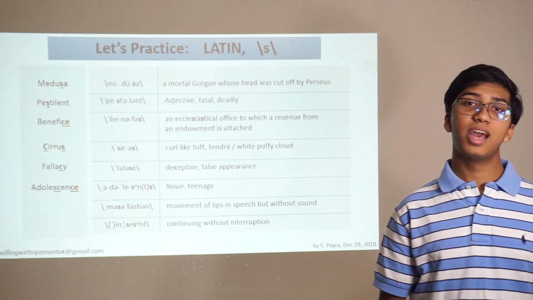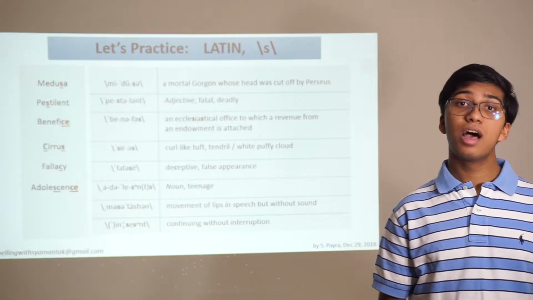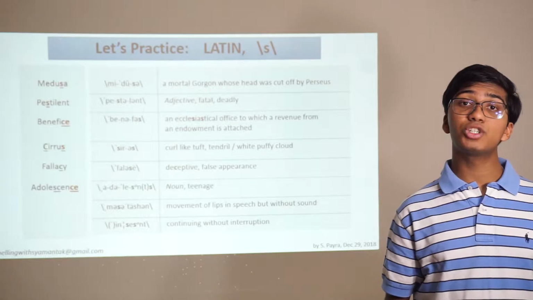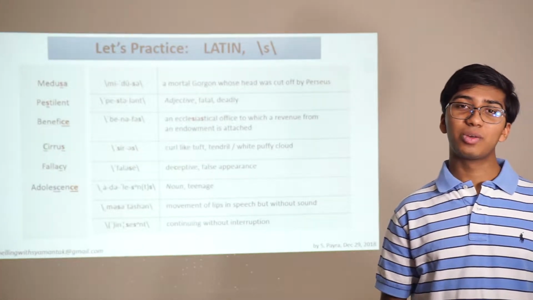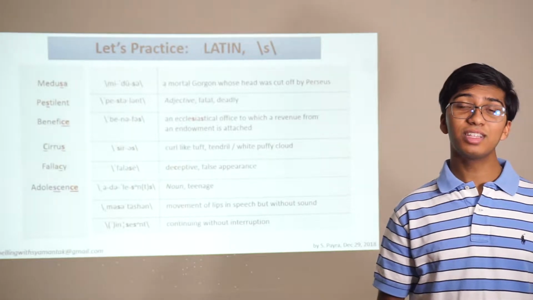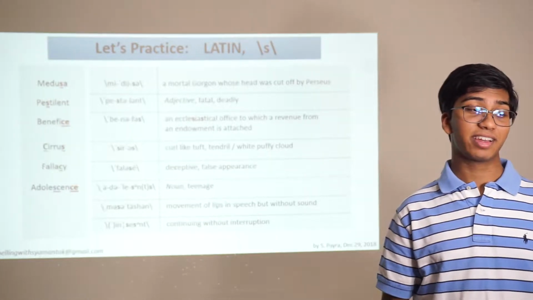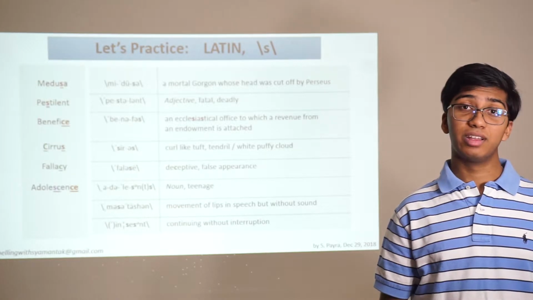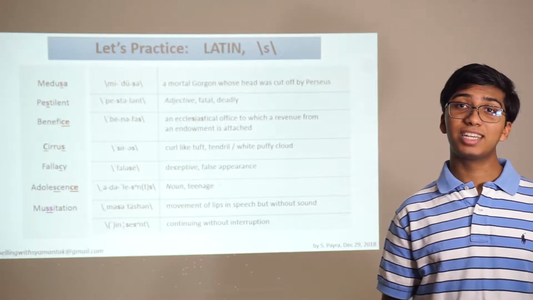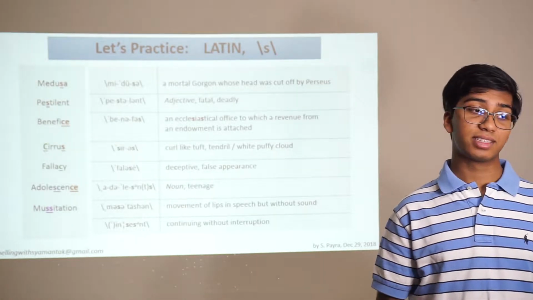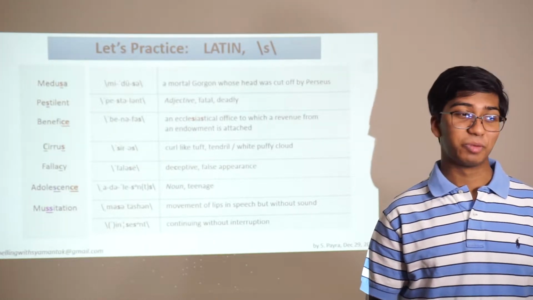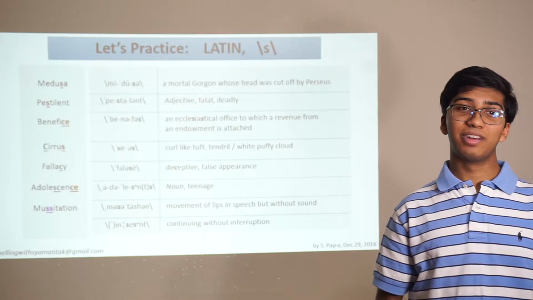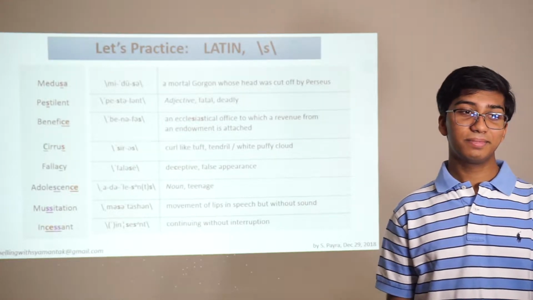Now what about this one? Mussitation. The movement of lips in speech, but without sound. Let's say if you are watching a show on the TV and you turn it on to mute, the lips are still moving, but you can't hear anything. That is spelled like this. Mussitation, with two S's for the S sound. And then incessant, like I mentioned on the previous slide, is spelled like this.